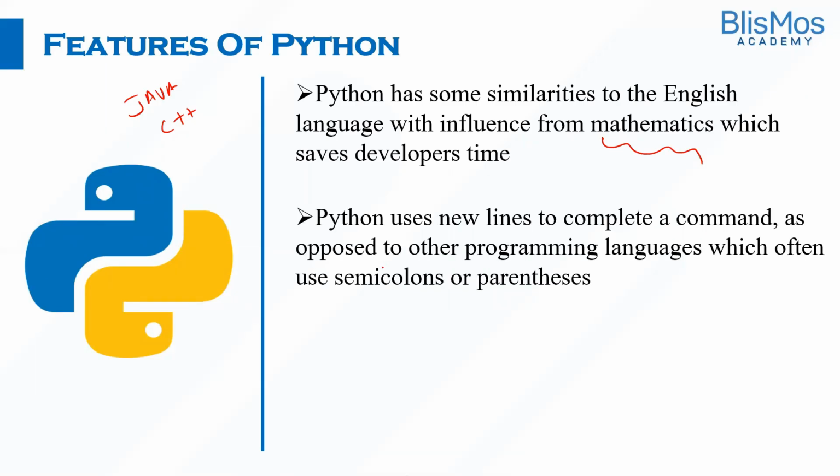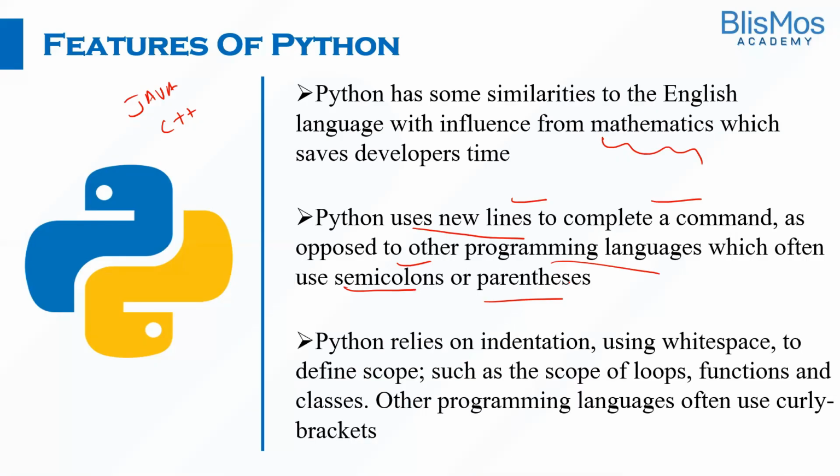As we already indicated, Python uses new lines to complete a command, as compared to other programming languages like C and C++, which use semicolons or parentheses to complete the command. That makes Python more user friendly. Other programming languages use curly braces to complete the scope of the code. The scope can be a function or a loop, but Python makes it simple. It relies on indentation. So you have to be really particular about indentation, because Python decides the scope by indentation using white space. So you have to be really careful with indentation.